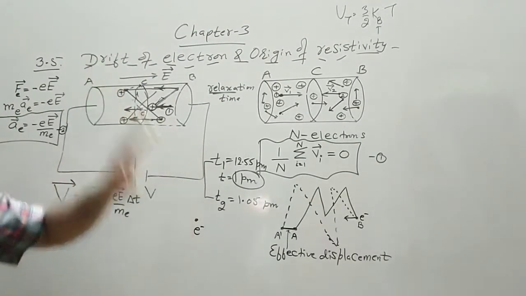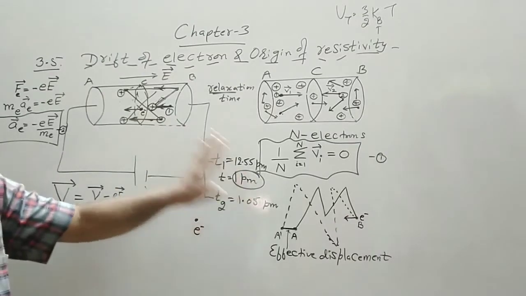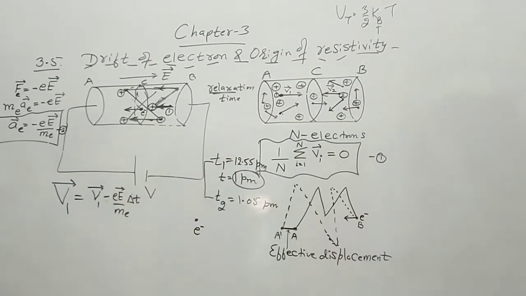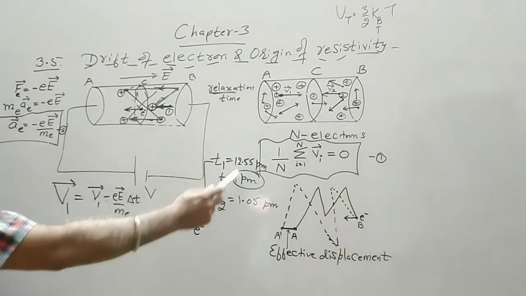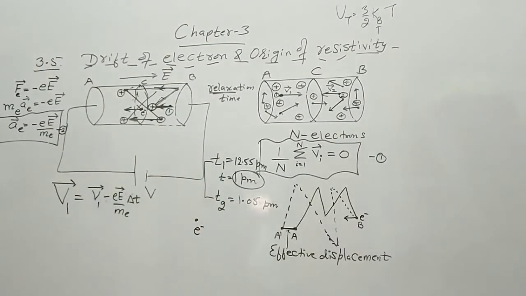So we started our observation at 1 p.m. and we assume that its first collision was at 12:55 p.m., and after our observation we saw again a collision at 1:05 p.m. It means the relaxation time, or time for which the electron is accelerated, is 10 minutes. So this 10 minutes is called the relaxation time.